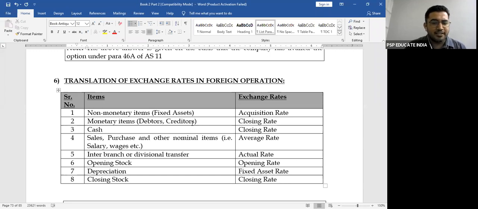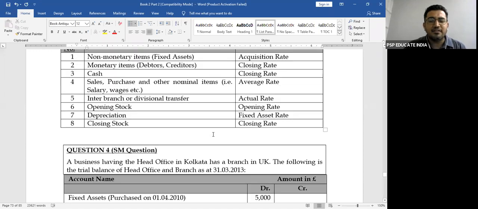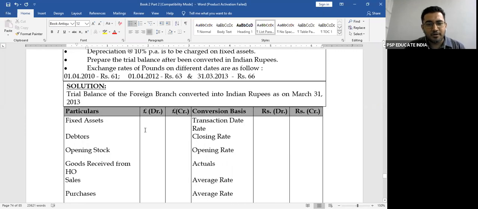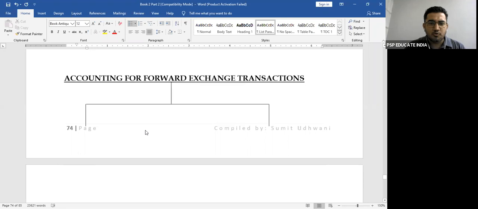Opening stock will go at the opening rate. Depreciation is always on fixed assets, so we will use the fixed asset rate, which is the acquisition rate. And closing stock will always go at the closing rate. We did question number 4, a very interesting and very simple question. Do practice this question thoroughly.